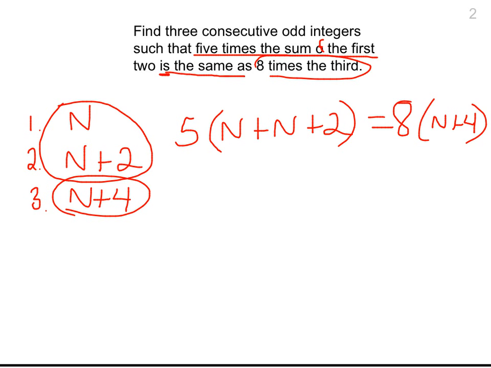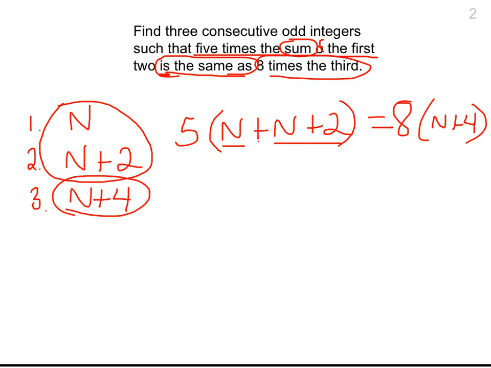Again, it said 5 times the sum of the first two. So 5 times, I've got to add something together before I can multiply 5 by it. So my first one is n, my second number is n plus 2, so I'm showing them being added together, and then we'll combine like terms in here and then distribute the 5. And then it equals, and then it says 8 times the third, and since my third is n plus 4, I'm going to put that in parentheses and show 8 times that.